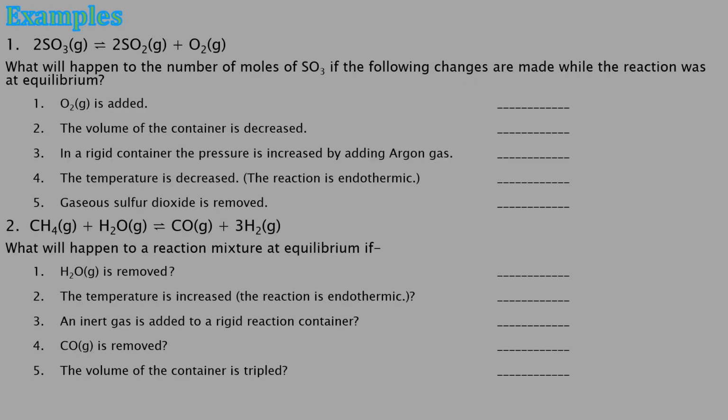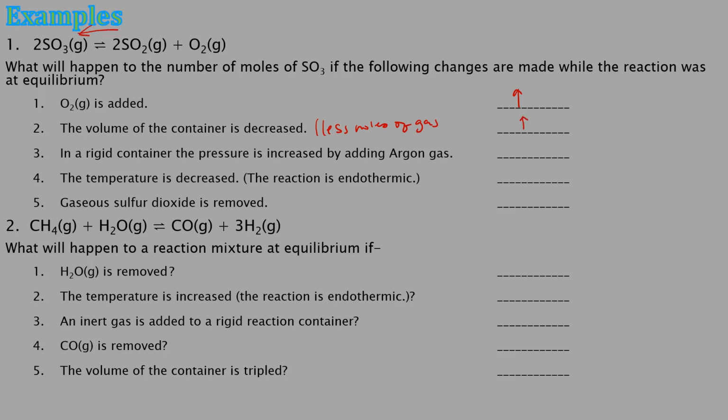All right, what will happen to the number of moles of SO3 if the following changes are made while the reaction was at equilibrium? So we want to know what happens to SO3 this time. If O2 is added, the reaction will shift towards the reactant, and SO3 will increase. The volume of the container. Okay, so if the volume of the container is decreased, it's going to move to the side with less moles of gas. And so that means it's going to move to the reactant, and so it's going to increase.